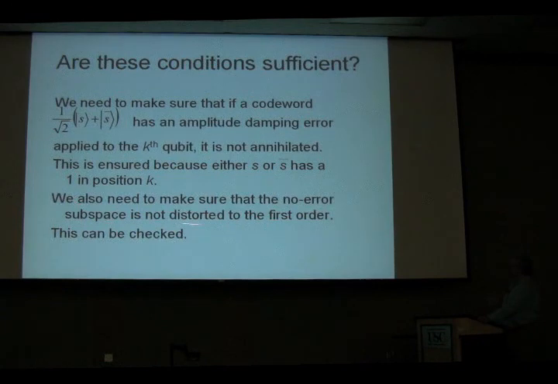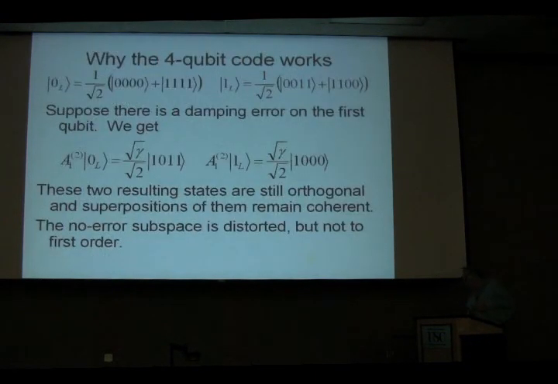We also need to make sure that the no-error subspace is not distorted to first order. Going back to the Leung et al. code, 1111 gets multiplied by the square root of 1 minus gamma to the fourth, so it gets a 1 minus gamma squared operation on it, and this gets no operation, and this gets 0011 and 1100, so those are both 1 minus gammas. To first order it looks like this is a 1, this is a 1 minus 2 gamma, and this is a 1 minus gamma. When you average, you get 1 minus gamma, and that's enough to be able to restore these two things.